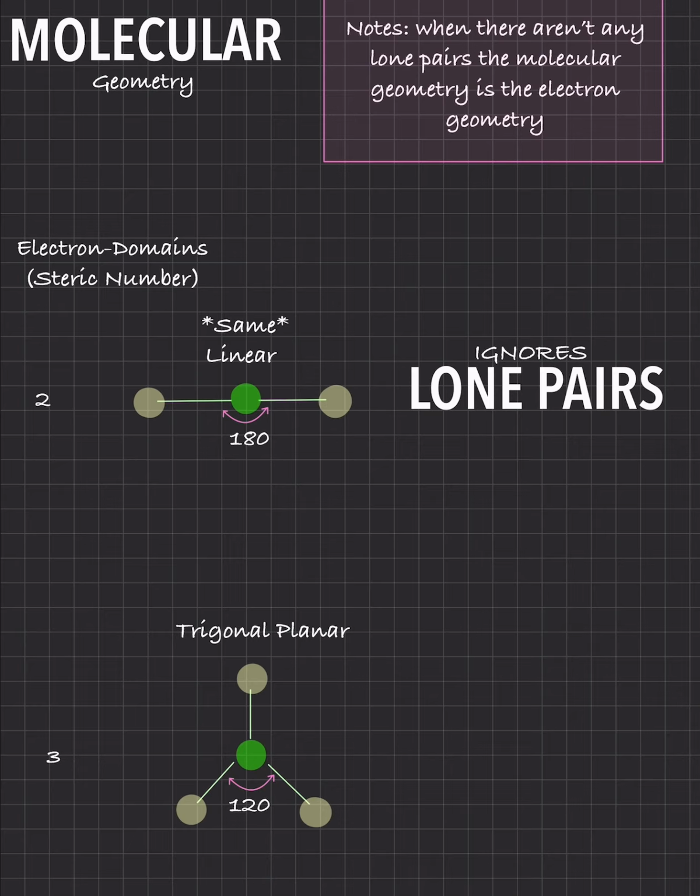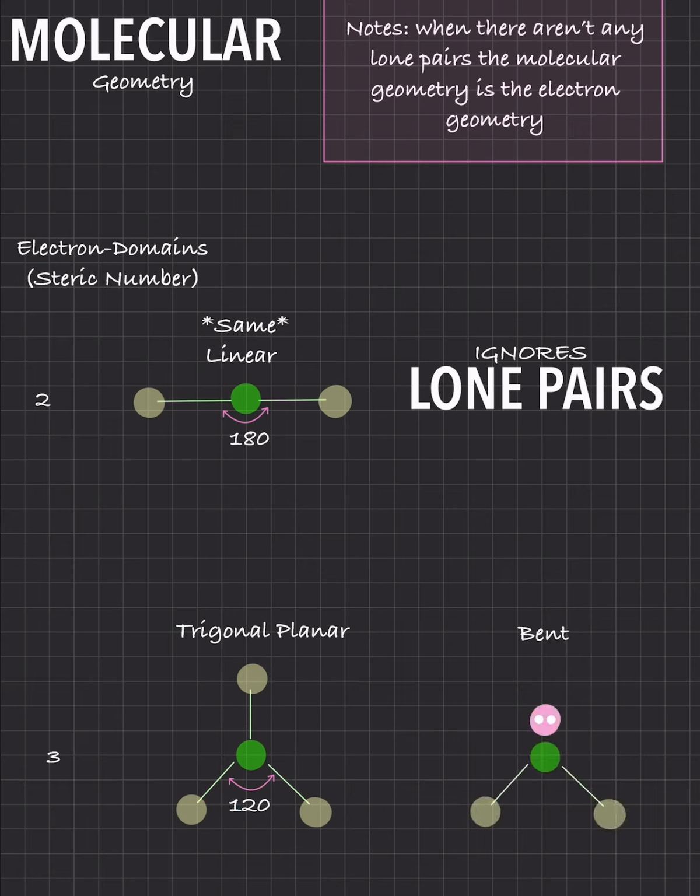So for example, here you have a single bond and a single bond. They're both bonded. You have 2. So it's going to be linear in the electron geometry and linear in the molecular geometry. Okay, let's go trigonal planar. Again, all of these are bonded. So 1 bond, 1 bond, 1 bond. You have 3. It's going to be trigonal planar in the electron and trigonal planar in the molecular.